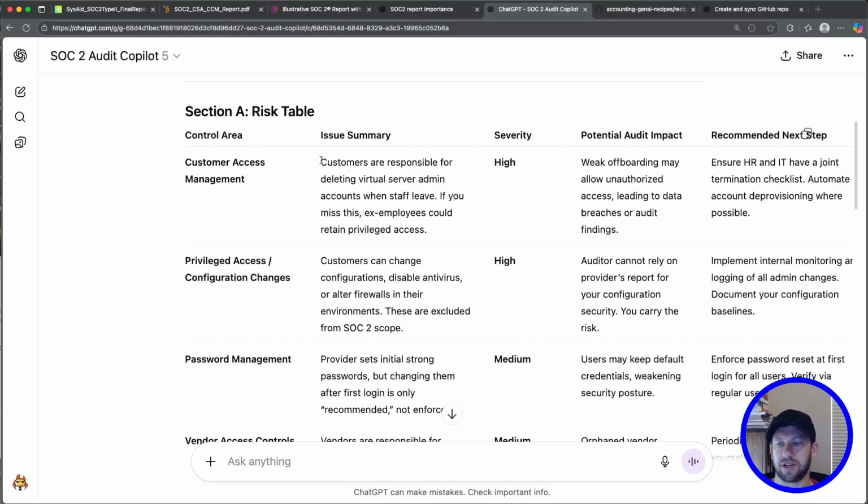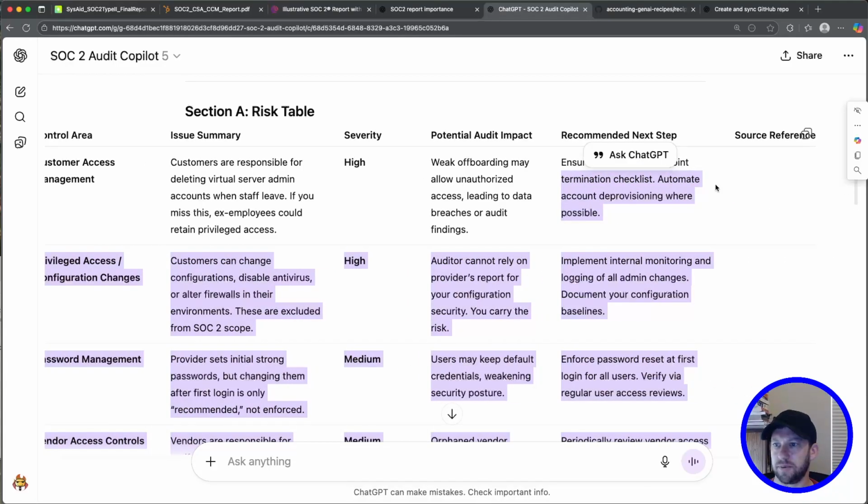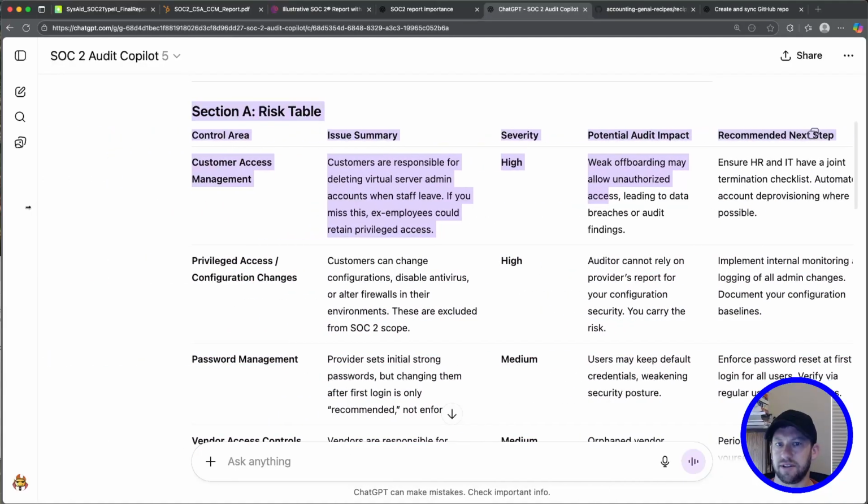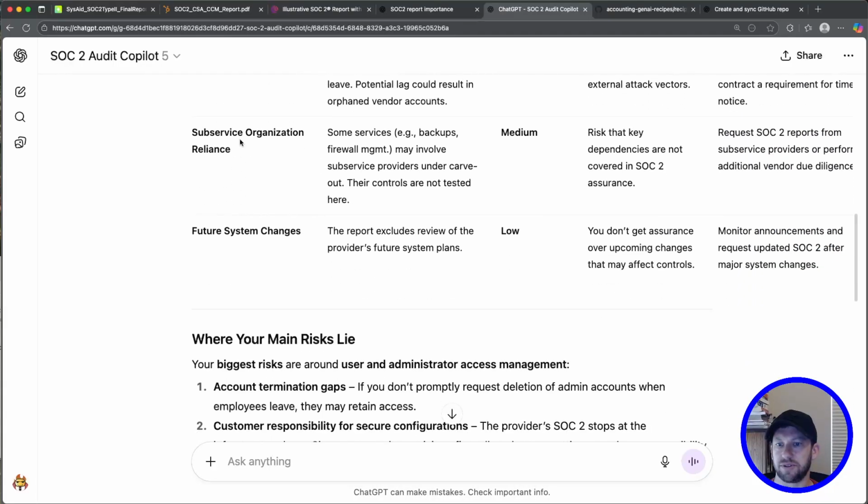The issue is customers are responsible for deleting virtual server admin accounts when staff leave. If you miss it, ex-employees can retain privileged access. That's a common risk and a major issue when not addressed. And so the potential audit impact here is that weak offboarding may allow unauthorized access. So severity is high. What I'm missing here is this doesn't say whether this was actually identified as an issue. So there's other ones there.